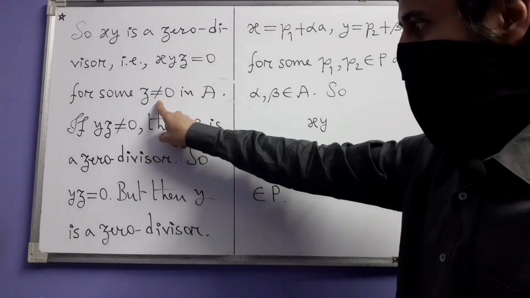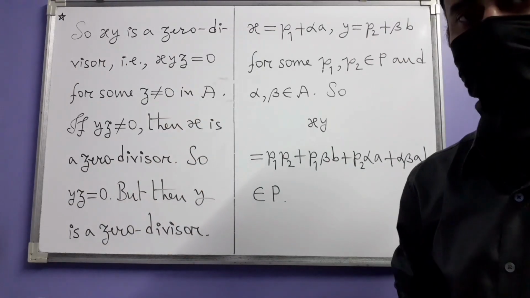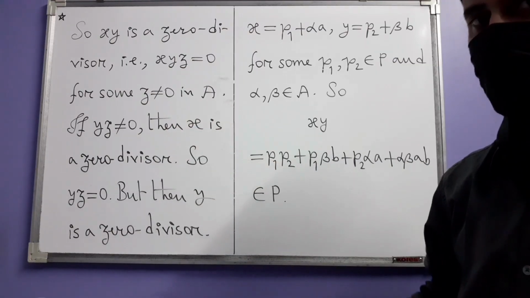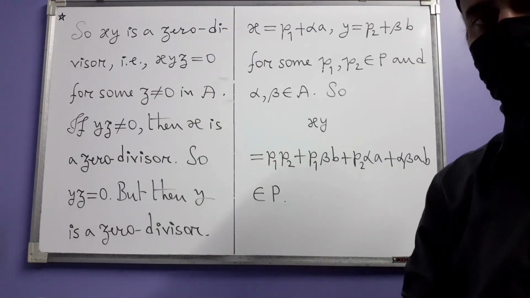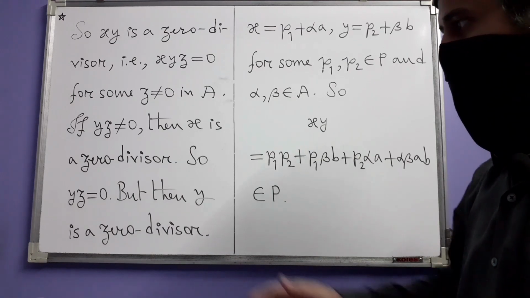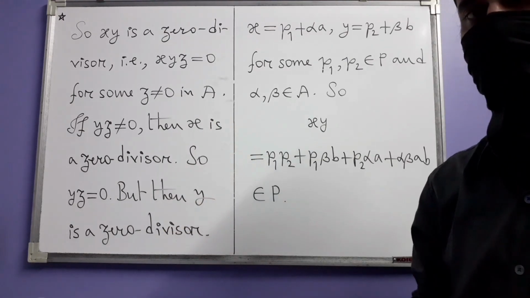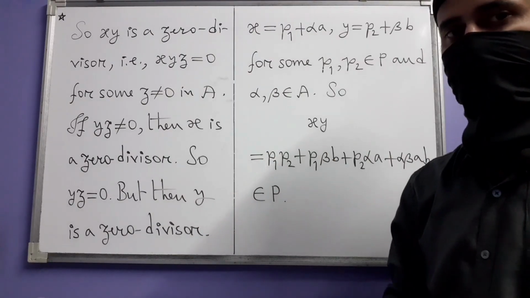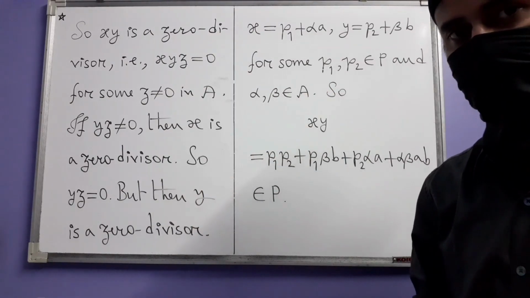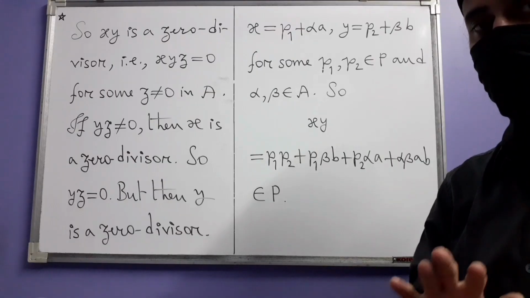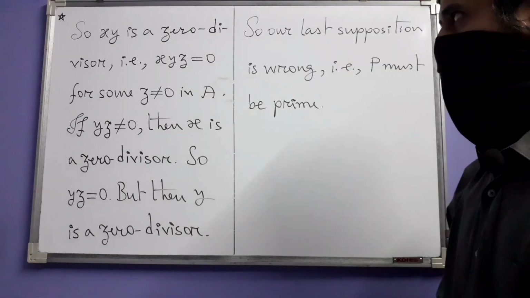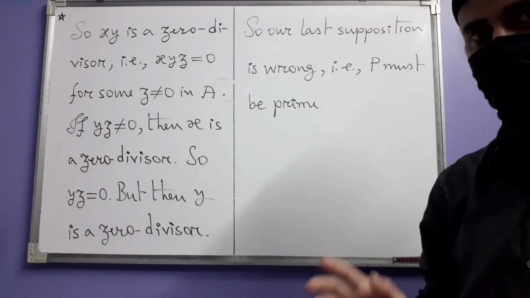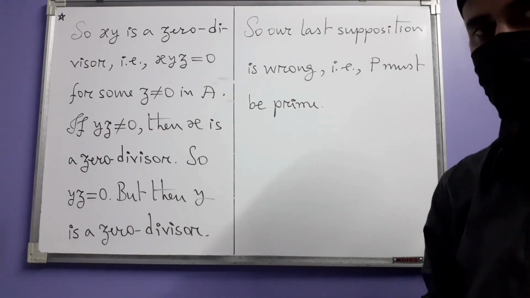But non-zeroness of Z then makes Y a zero divisor, which is also not true, because just like X is not a zero divisor, Y is not a zero divisor in the ideal J1. That means this thing cannot be true. However, what is the source of this problem? The source is the original supposition that the maximal element P is not a prime ideal. So our last supposition is wrong, i.e. P must be prime, and this is where the solution ends.